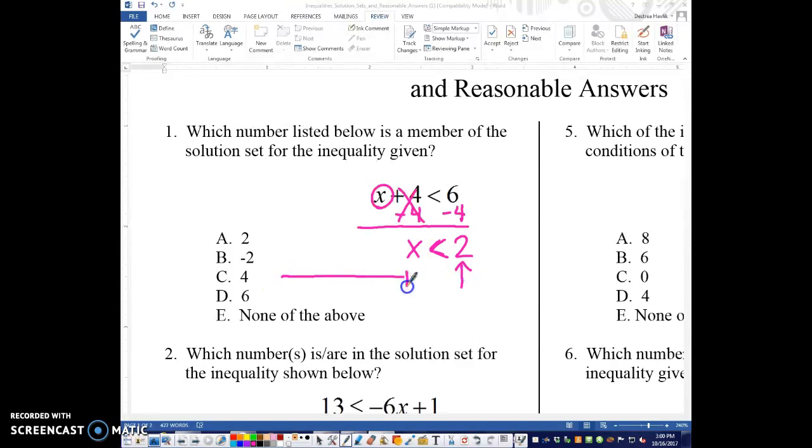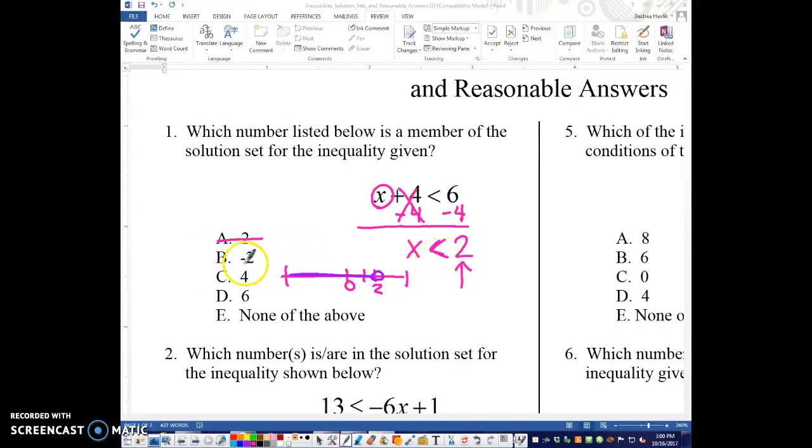So if you had a number line, 0 is here. Here is 2. That means the number that we're looking for must be not equal to, but less than 2. So it can be any number down here less than 2. Okay? So which one of these numbers is less than 2? Not 2, because it can't be equal to. There's no equal to sign, so it's not 2.